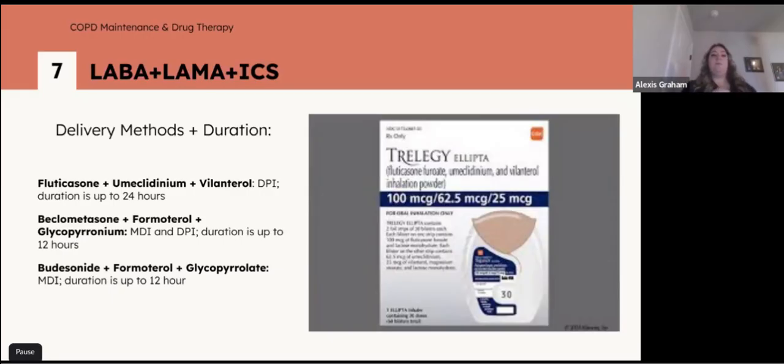So one of these will be fluticasone, umeclidinium, and vilanterol. That is the Trelegy. It's a DPI and it lasts up to 24 hours. You may also have beclomethasone, formoterol, and glycopyrronium, which is an MDI or DPI, and this lasts up to 12 hours. And then you also have budesonide, formoterol, and glycopyrrolate, and that is an MDI, and that lasts up to 12 hours. So this one has all 3 of those, and is very helpful to the COPD population.